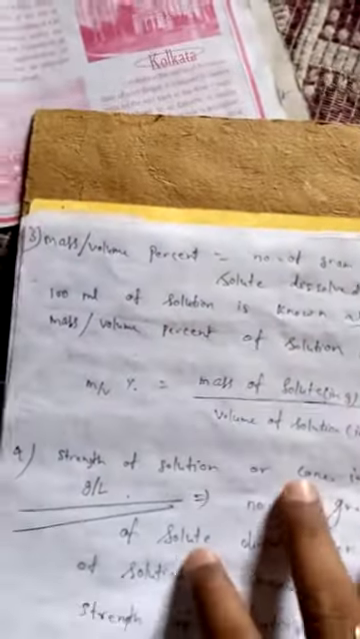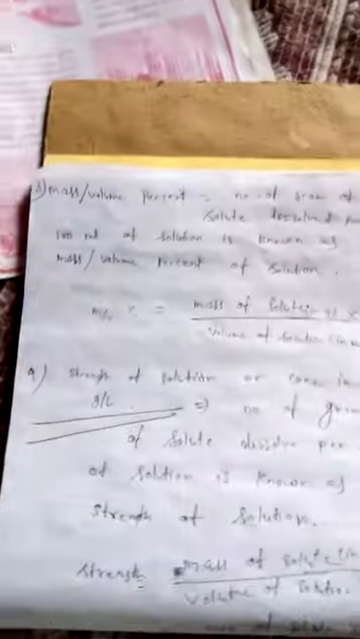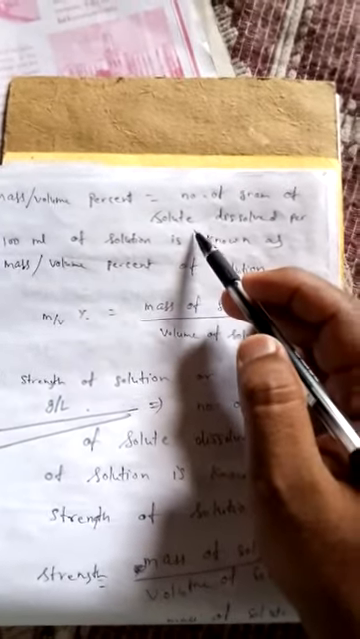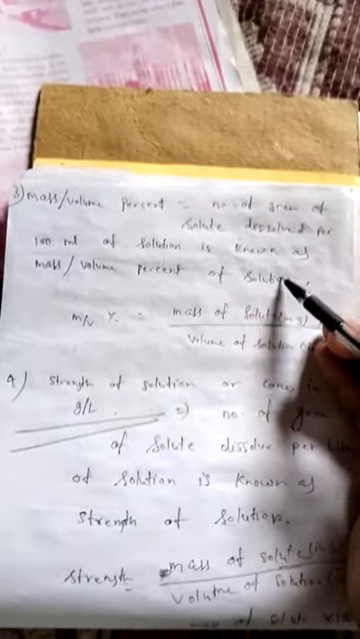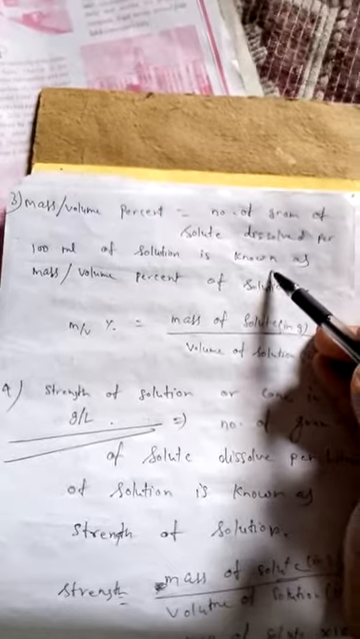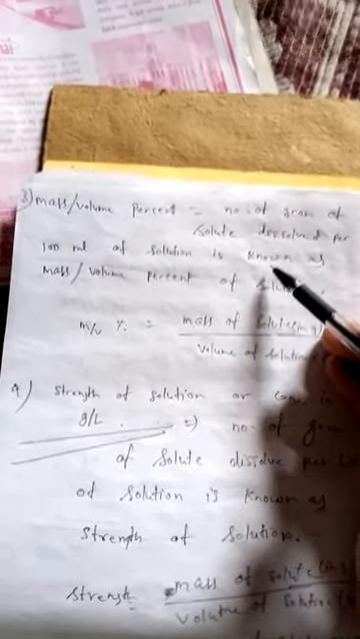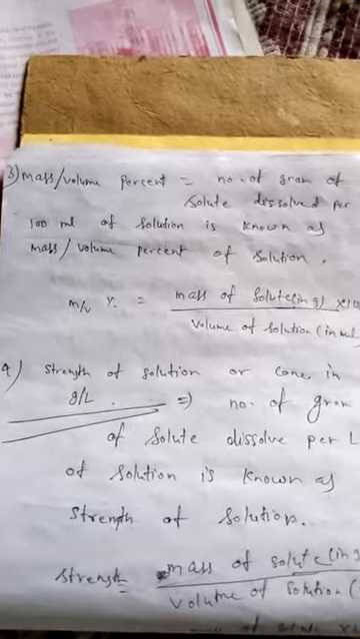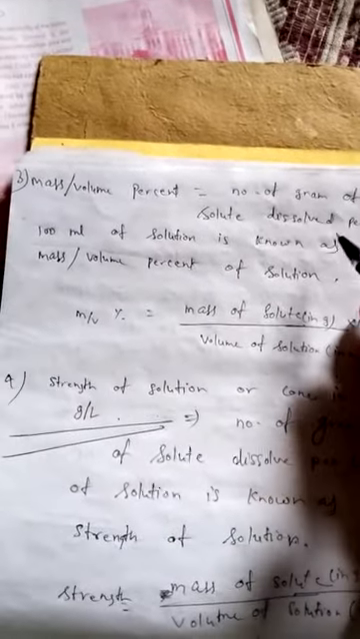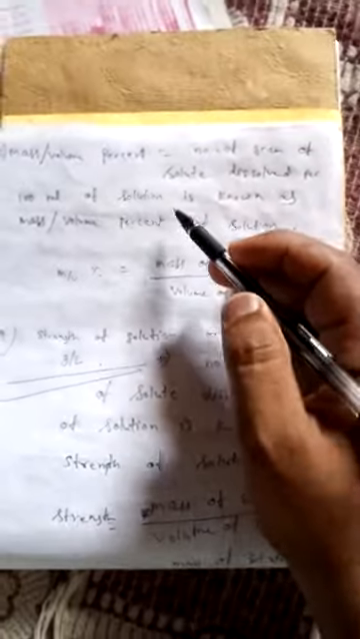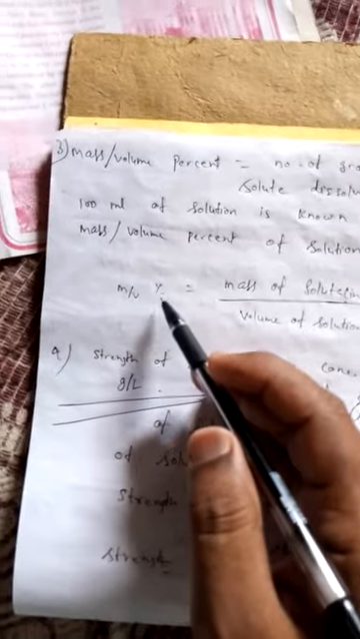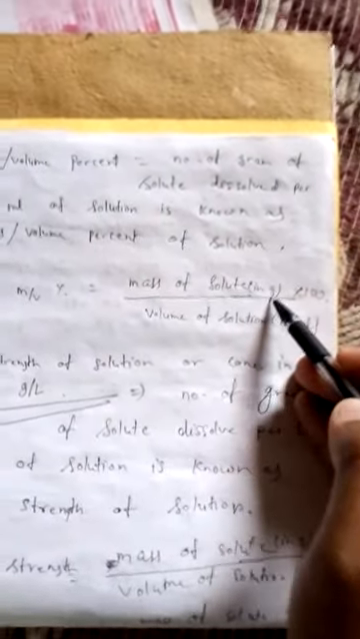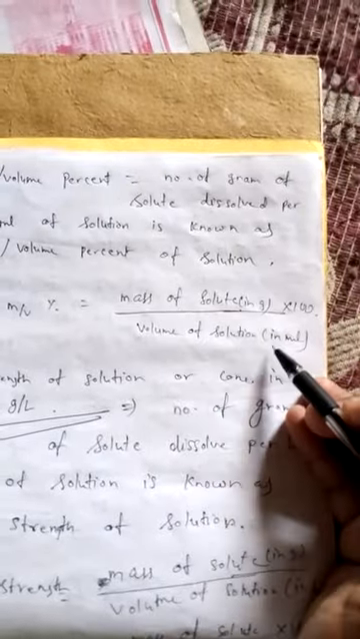Now we will move to the third topic, which is mass by volume percent. It is expressed as the number of gram of solute dissolved per 100 ml of solution. That is, per 100 ml, how many gram of solute are dissolved in 100 ml of solution. The formula is: mass by volume percent is equal to mass of solute in gram upon volume of solution in ml into 100.